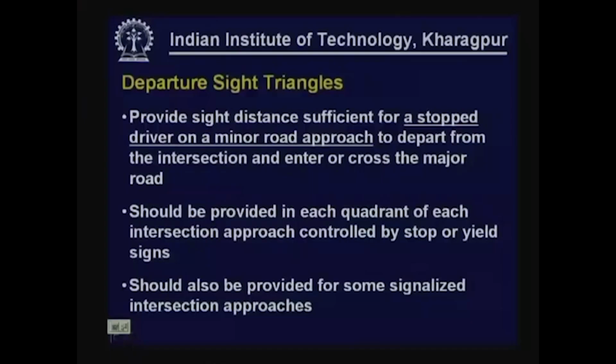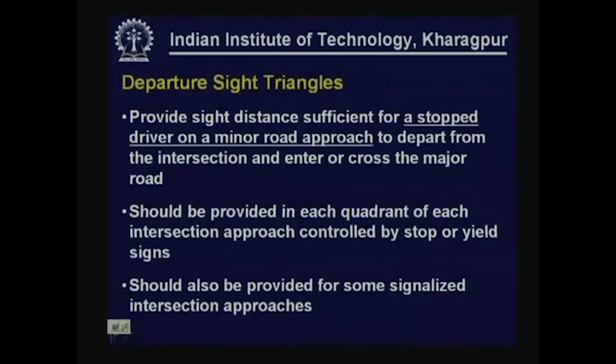Under this condition, for a stopped vehicle to accelerate, speed up and then cross the intersection, what is the required intersection or the side triangles that we are calling departure side triangles. So, understand this part clearly. Provide side distance sufficient for a stopped driver on a minor road approach to depart from the intersection and enter or cross the major road.